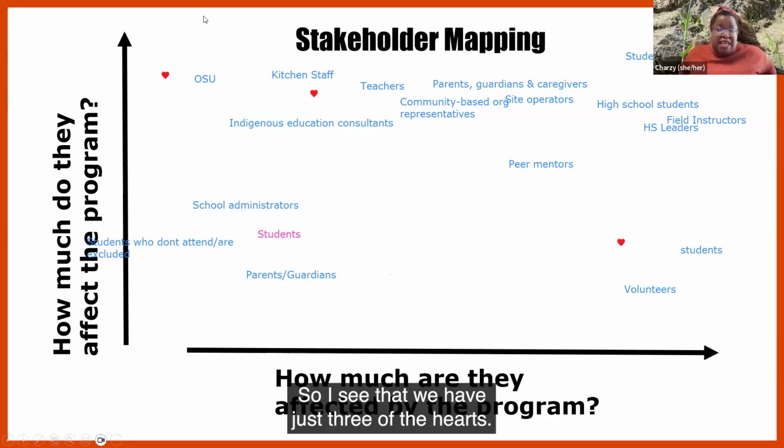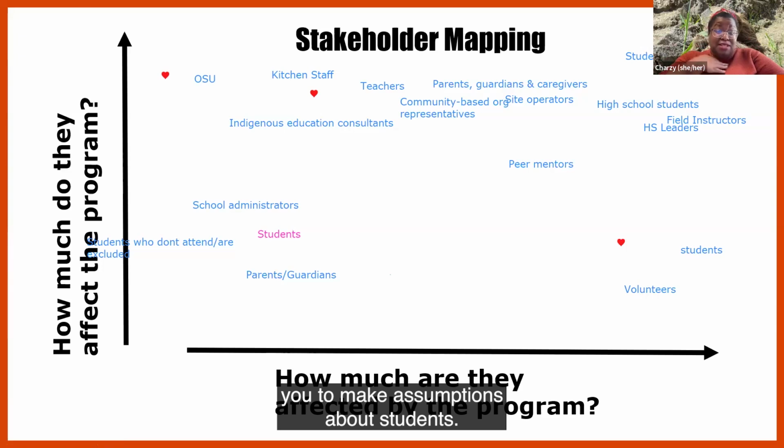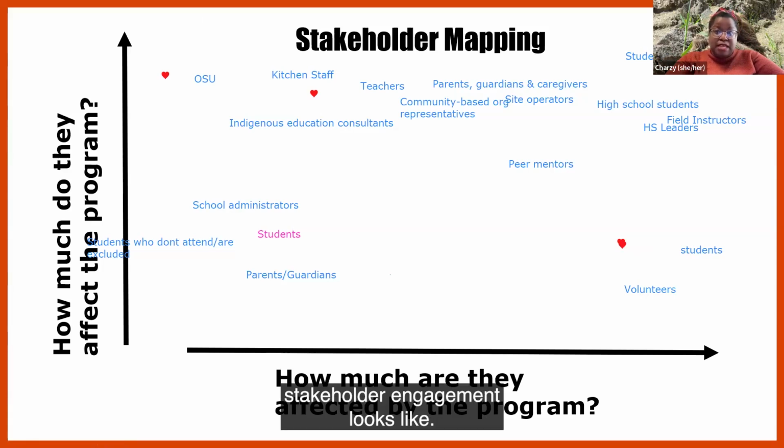So I see that we have just 3 of the hearts, but if this is something that you are internalizing, it's difficult to think about what the realities are of students, especially because I'm asking you to make assumptions about students. You may have some of that information as you all have been going through this process with us and thinking more intentionally about what your stakeholder engagement looks like.